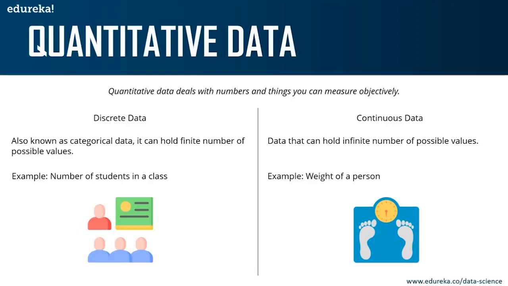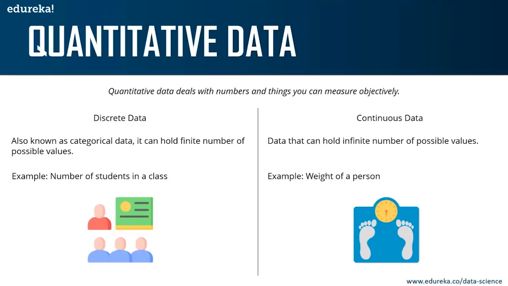Let's say in your 5th grade, there were 100 students in your class. There weren't an infinite number, but there was a definite, finite number of students in your class. That's discrete data. Next, we have continuous data. This type of data can hold an infinite number of possible values.